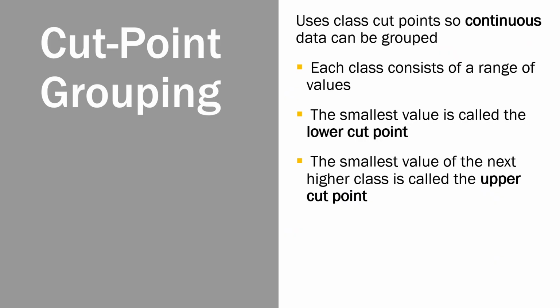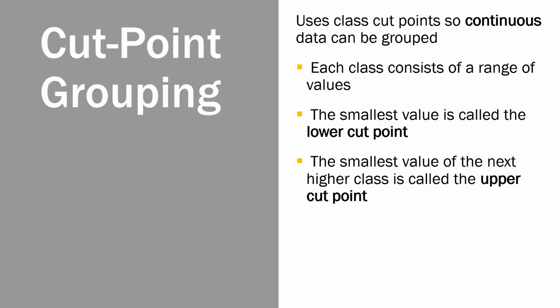The third way of grouping quantitative data is to use our class cut points. This is so continuous data, so data with decimal places, can now be grouped. The same as with limit grouping, each class is going to consist of a range of values. The smallest value that could go in a class is called the lower cut point of the class, and the smallest value that could go in the next higher class is called the upper cut point of the class.